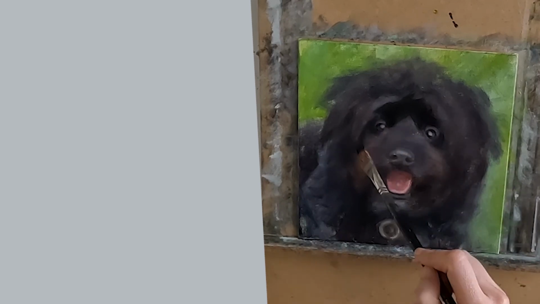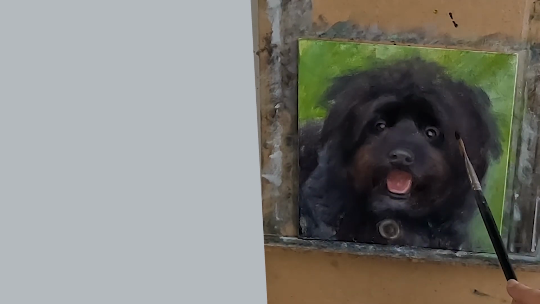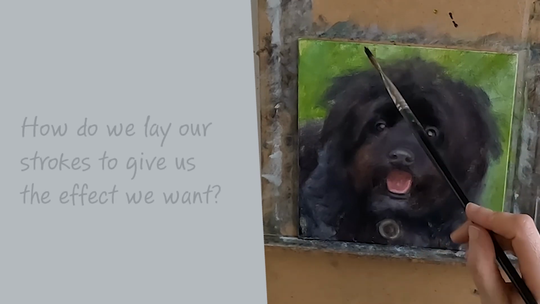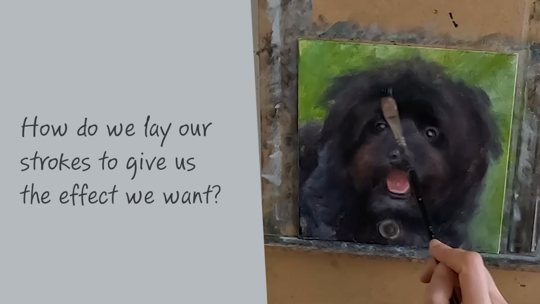Now we understand what we are seeing in our reference photo, the colours that we will use and the different properties that edges can have, how do we actually lay our strokes to give us the effect we want?